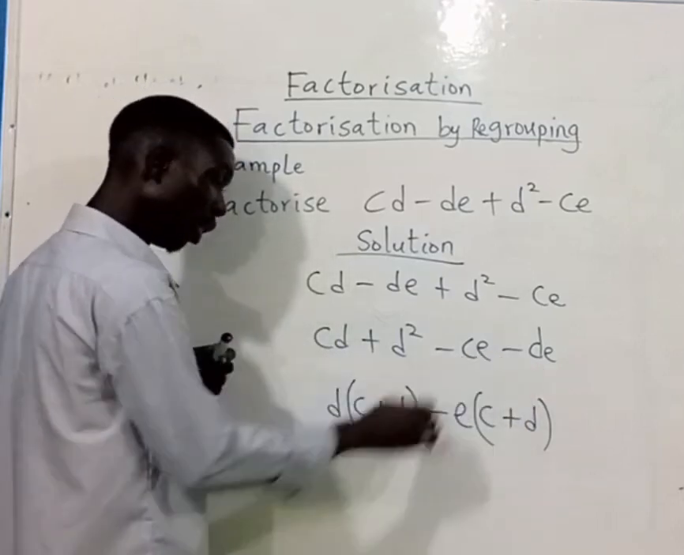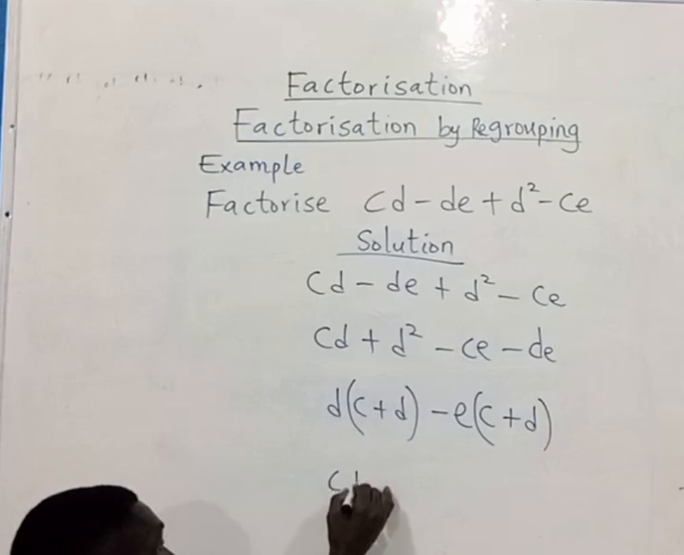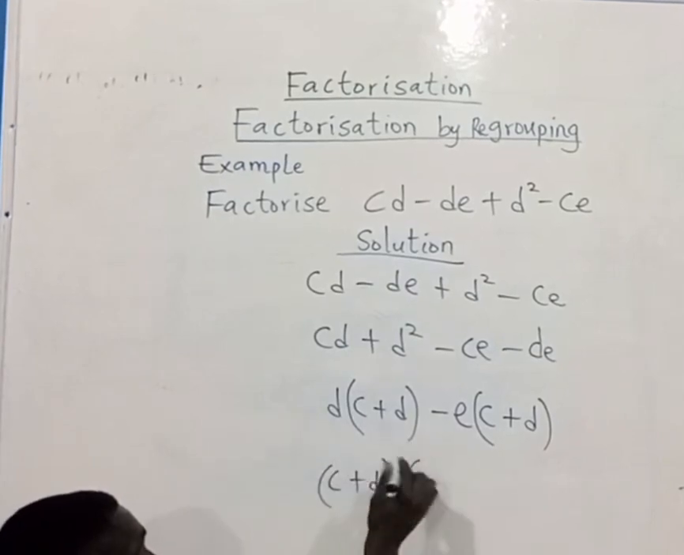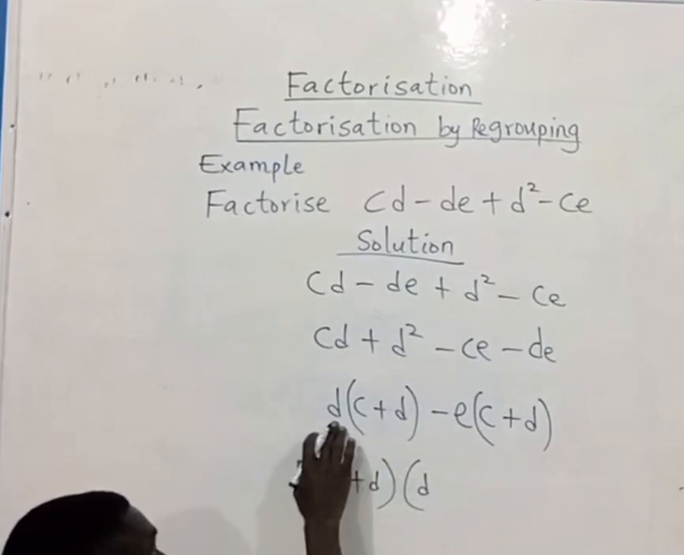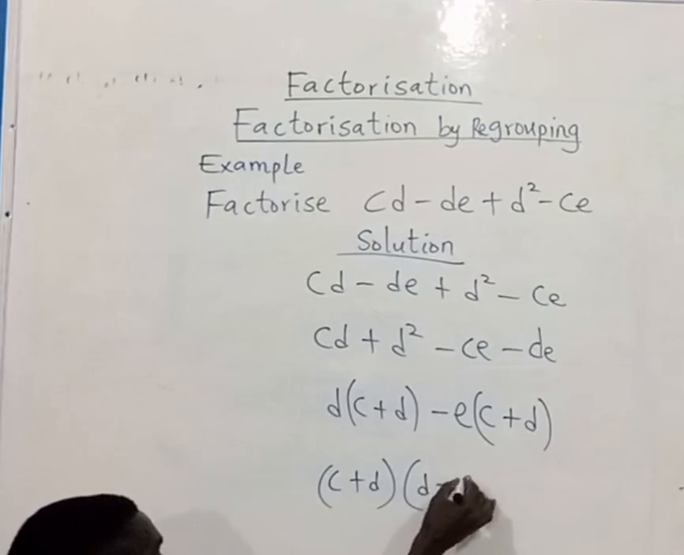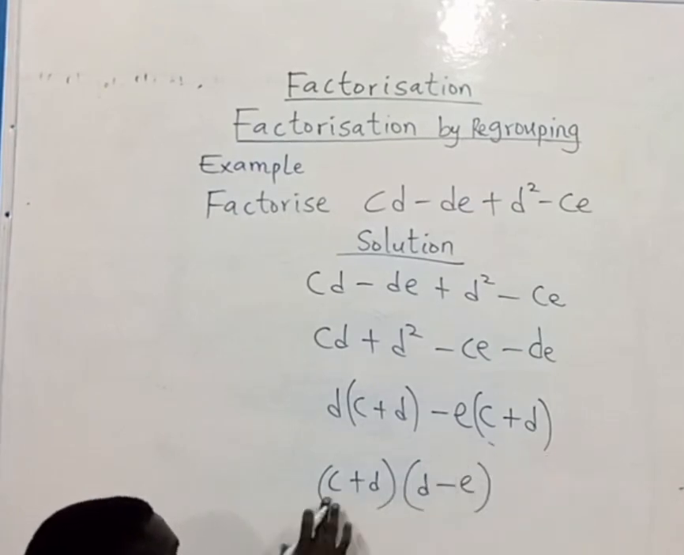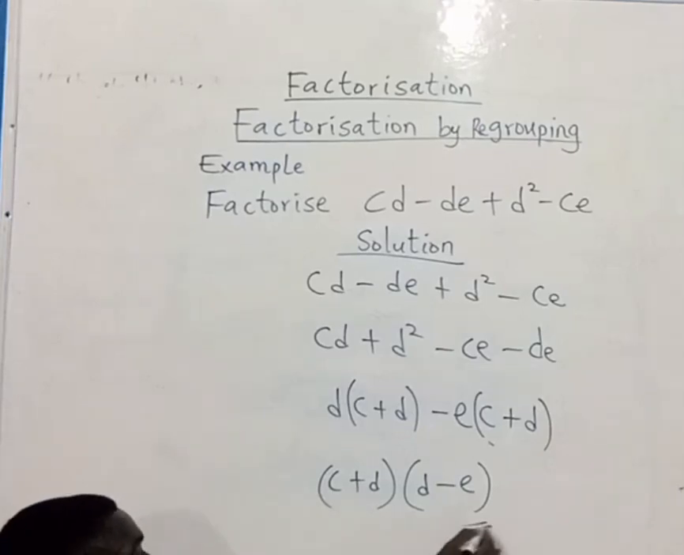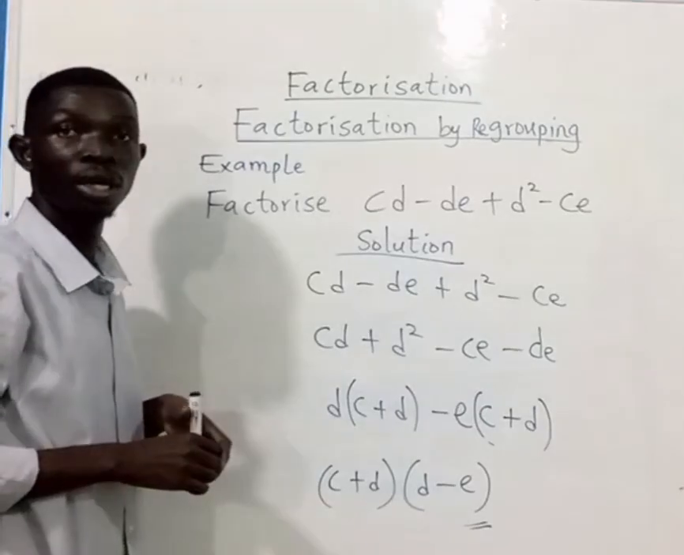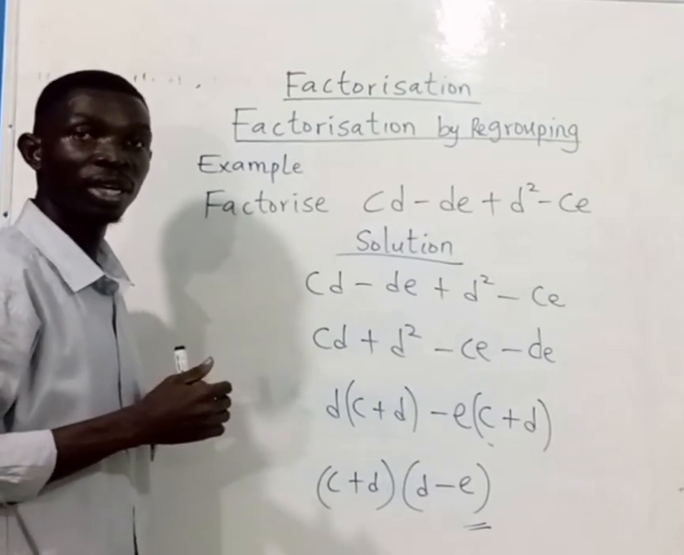Okay, so we are done with this other group, and so finally we conclude. We take these two. C plus D is common to these two terms, and then here we are left with what? D, when we divide by C plus D into CD plus D squared. And here we are left with minus E, when we divide into minus CE minus DE. So this becomes the solution to this. Okay, so I'll leave you now and then give you some exercises to try.